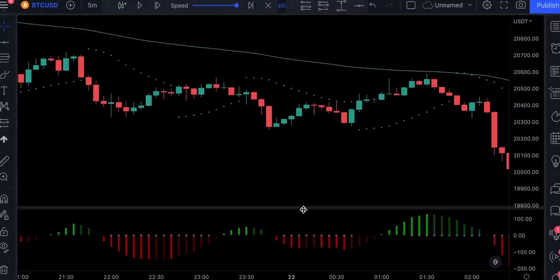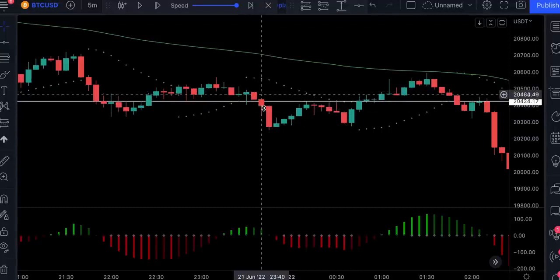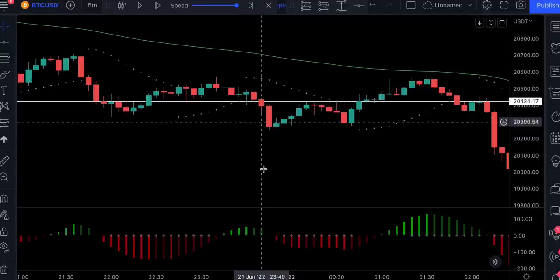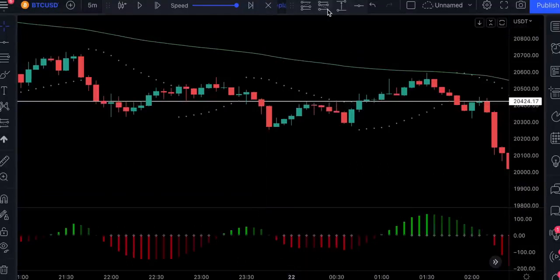Now let's take a look at another short example. So we see the price action did cross and close below the line. And if we take a look at the squeeze momentum, we see the indicator is about to turn from green to red. So we can definitely place a sell order.